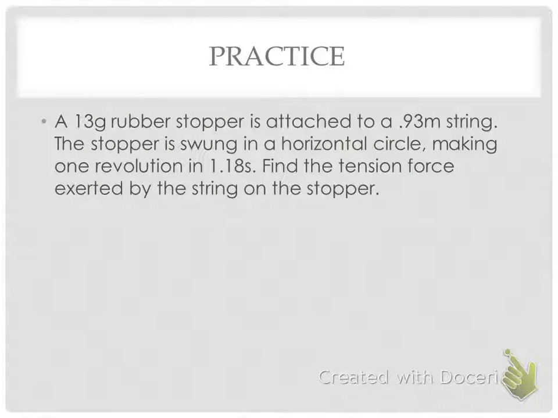A 13-gram rubber stopper is attached to a 0.93 meter string. The stopper is swung in a horizontal circle, making 1 revolution in 1.8 seconds. Find the tension force by the string on the stopper. Go ahead and get written down what you need to.